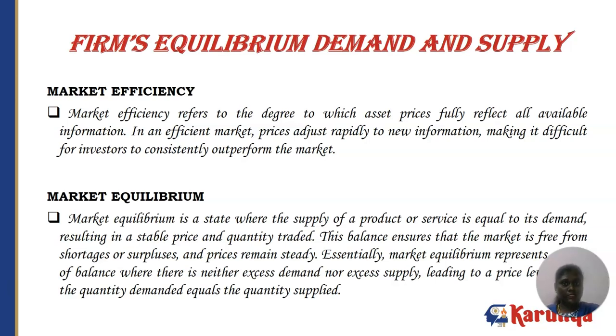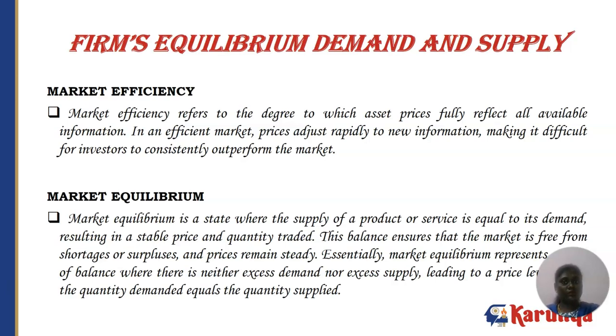Then coming to market equilibrium, it is a state where the supply of a product or service is equal to its demand, resulting in a stable price and quantity traded. This balance ensures that the market is free from shortages or surpluses and prices remain steady. Essentially, market equilibrium represents a state of balance where there is neither excess demand nor excess supply, leading to a price level where quantity demanded equals quantity supplied. So there is no surplus or shortage here.